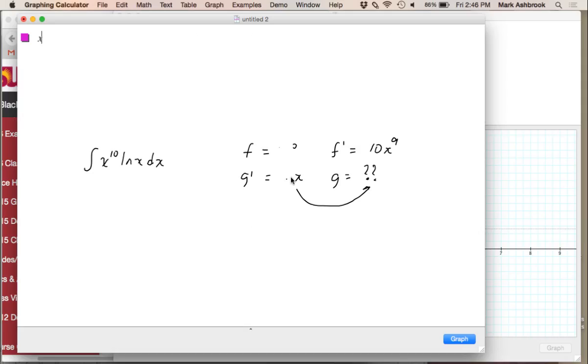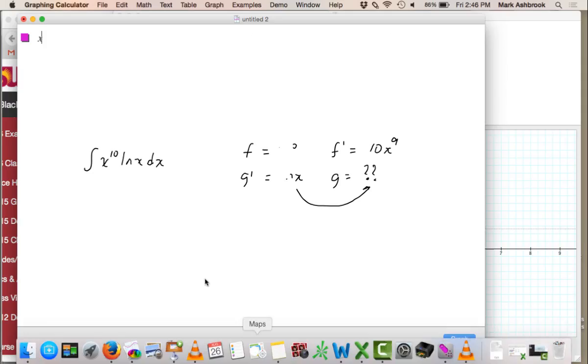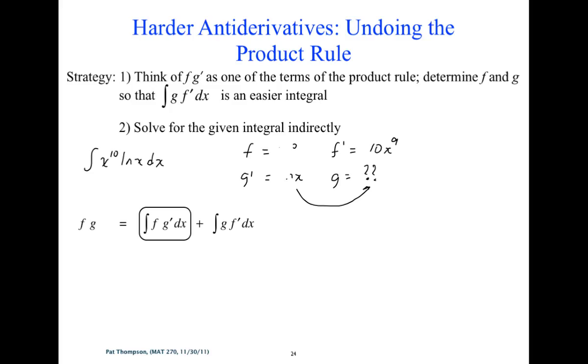What did I just do? So how else could we get started on this one? Just flip them for f. Right. So we can't make g prime natural log of x, because we don't know what its antiderivative is to get g. That's the point.